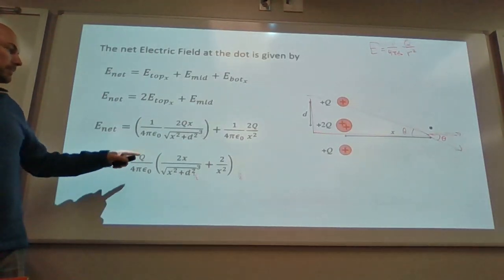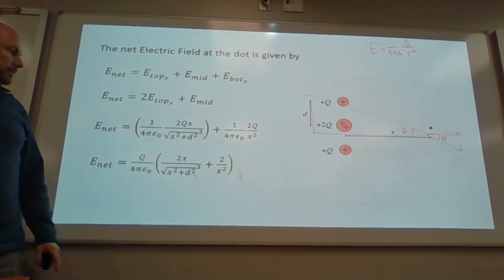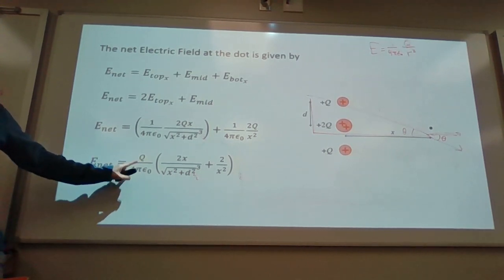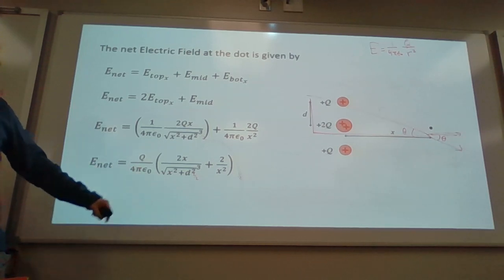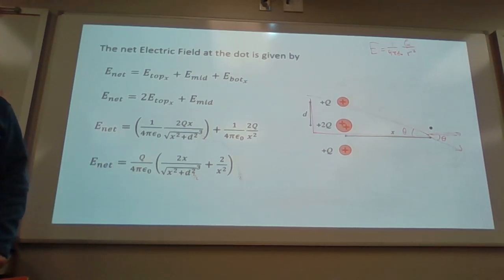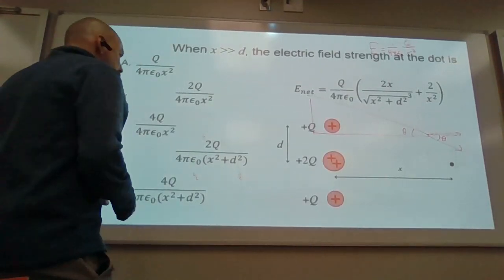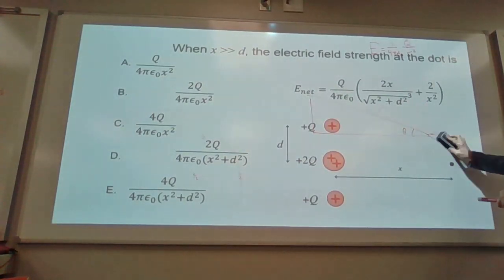Okay. And then you simplify that, or factor out a q over 4 pi epsilon naught. Good with that? Okay. So here's the expression we just came up with.